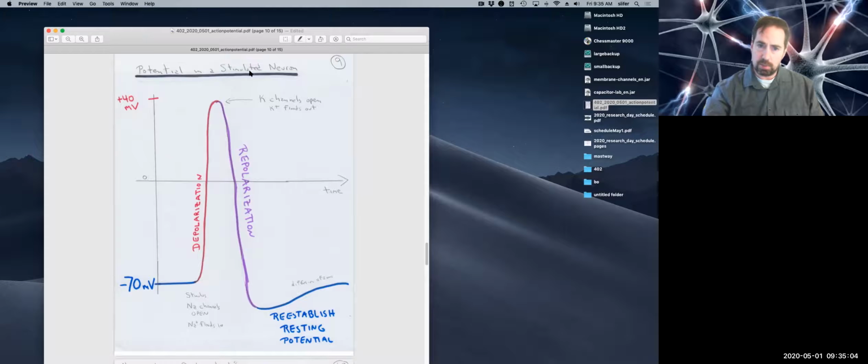So what I'm showing here is a potential in a stimulated neuron. We know from our last class that a neuron cell is going to be sitting happily, if nothing's happening, at negative 70 millivolts. And that goes along, and then something comes along and I stimulate that cell. I poke the cell, or I shock the cell. Somehow there's an external stimulus. Those sodium channels are going to open, and the sodium plus ions flood in, falling into that lower potential.